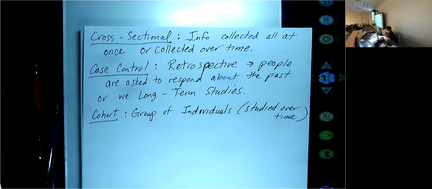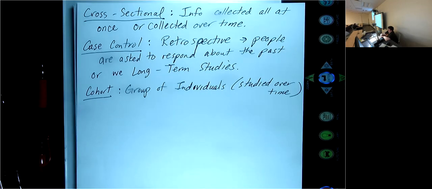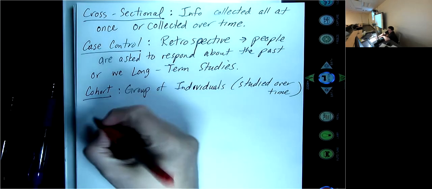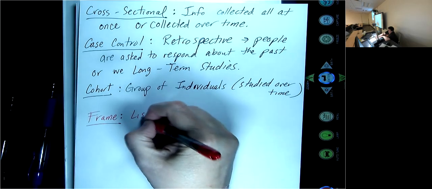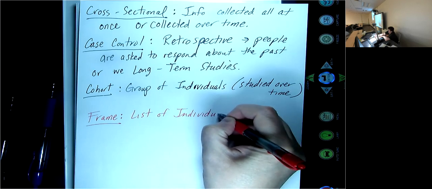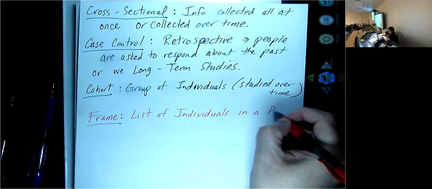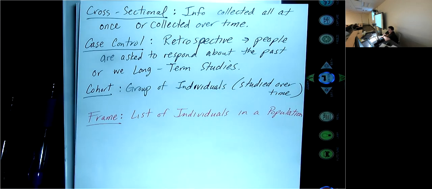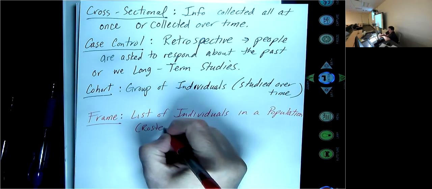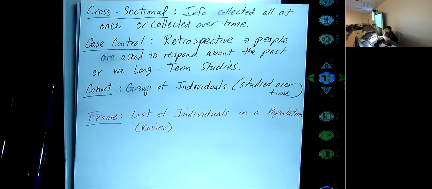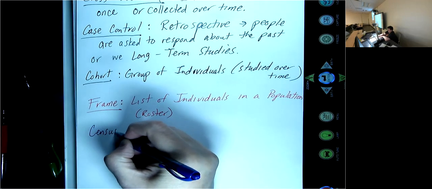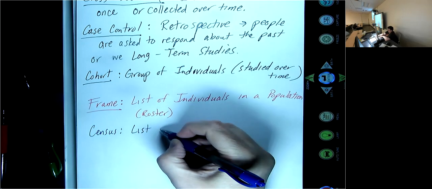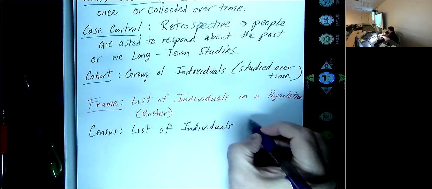I think I'm going to do 1.3 with the rest, but I do want to cover two more terms for you. A term you may not know is frame. A frame is the list of individuals in a population. Kind of like a roster. And the other one that goes with it is census. It is a list of individuals, or a frame, and their characteristics.